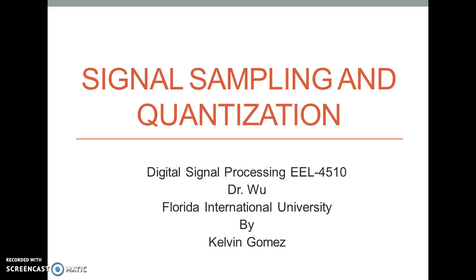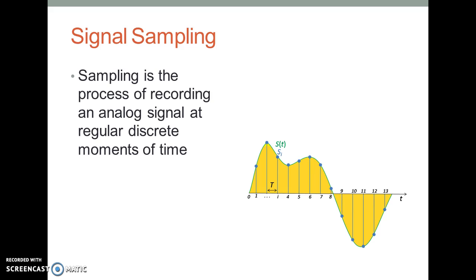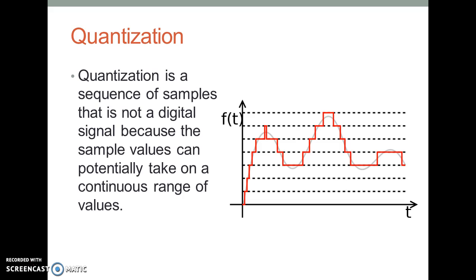Signal Sampling and Quantization. Signal sampling is the reduction of a continuous signal to a discrete signal. An example of this is a conversion of a sound wave to a sequence of samples. Quantization is the procedure of constraining something from a continuous set of values to a relatively small discrete set.